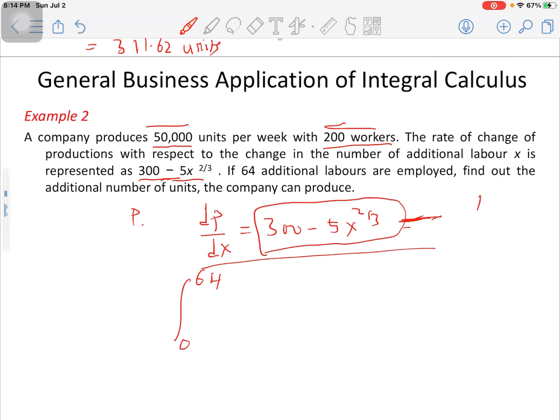So basically, it's more or less a gradient function that we can use to determine the rate of change at the various steps, right? But here, we need the accumulated value. In this case, we need to apply the method of integration. So applying the method of integration, as I said, the limit will start from 0 to 64, and then our function will be 300 minus 5x power 2 over 3, with respect to x.